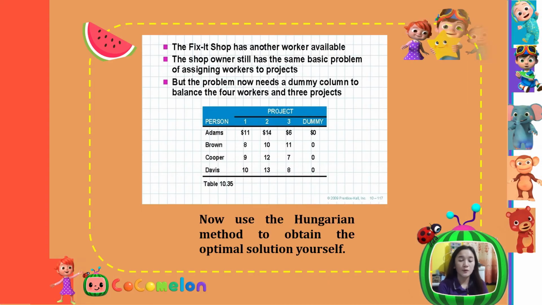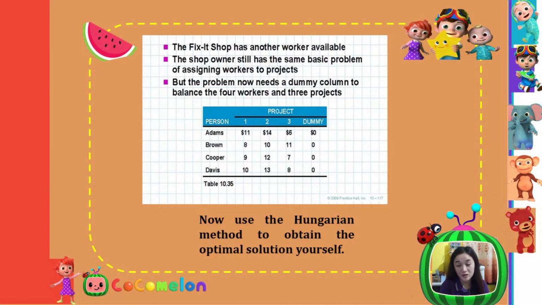Since the dummy task or person is non-existent, we enter zeros in each row or column as the cost or time estimate. For example, the Fix It Shop has another worker available, and the shop owner still has the same basic problem of assigning workers to projects. But the problem now needs a dummy column to balance the 4 workers and the 3 projects, since the rule is that if the problem is not balanced, we need to add a dummy column or a dummy row. So in this case, we add a dummy column and put 0 as the cost since the dummy is non-existent. After that, we balance the table or the problem.